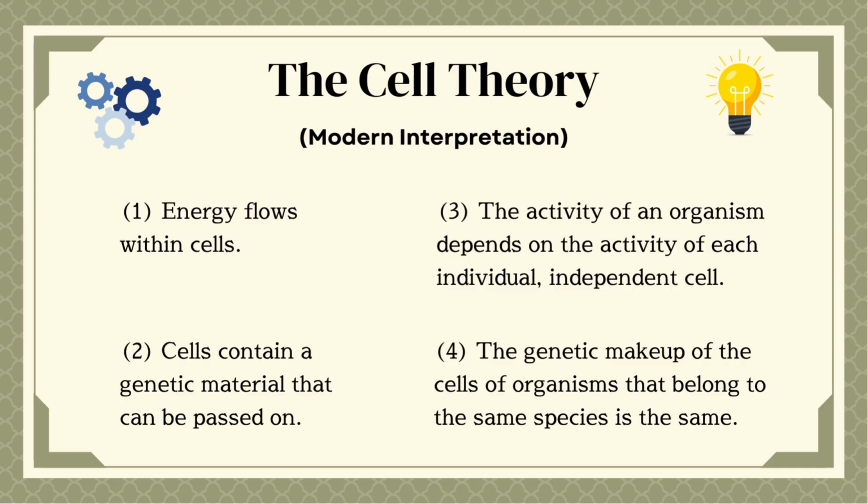Fourth, and last, the genetic makeup of the cells of organisms that belong to the same species is the same. While minor variations exist, the overall genetic blueprint for all cells of a single species is fundamentally the same, dictating the basic characteristics and functions of that species.